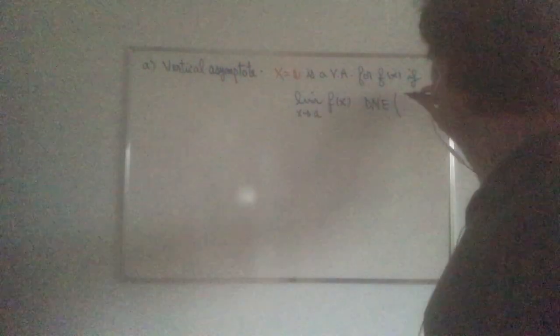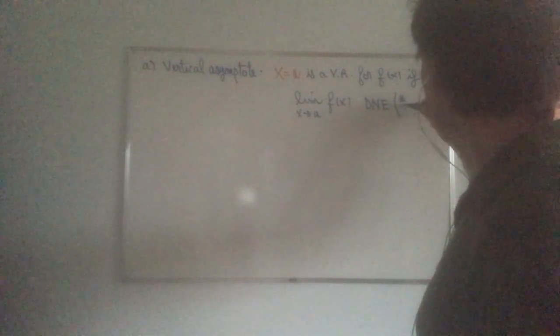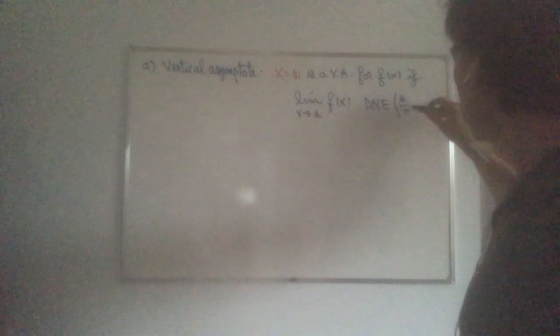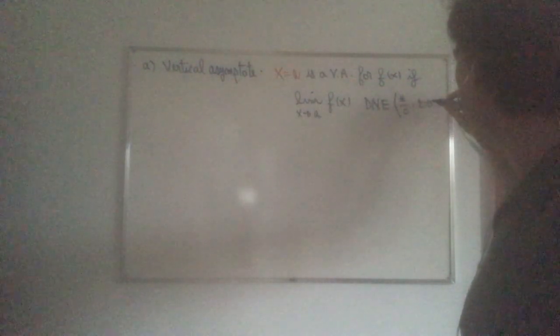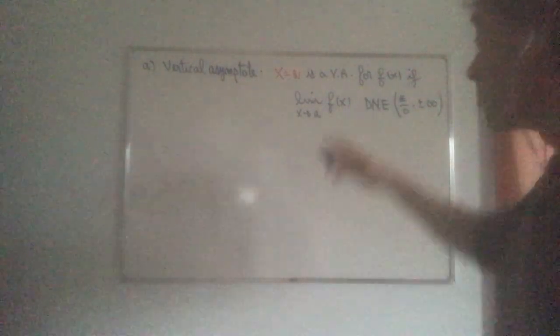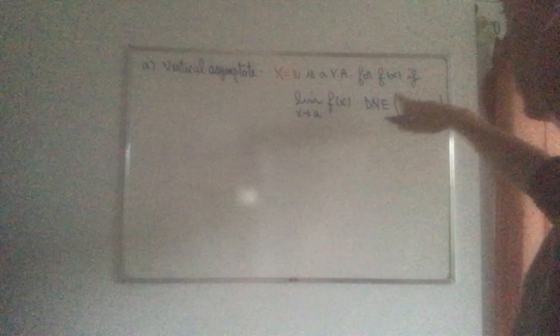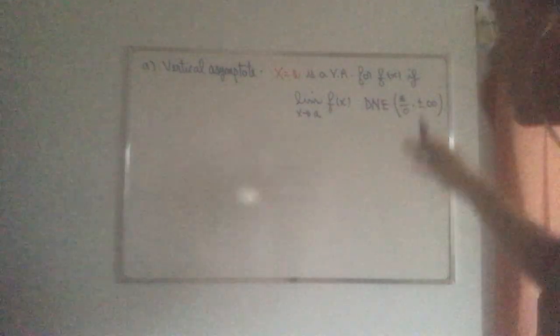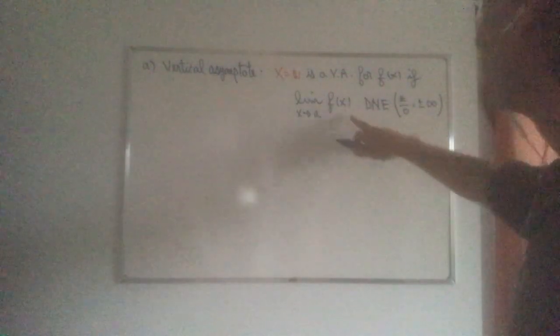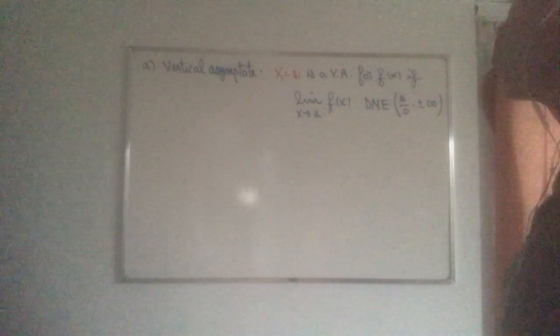In other words, if you remember the meaning of DNE, it is when we have a number divided by 0. And if you remember even further, this is associated to plus or minus infinity. So when the limit is plus or minus infinity, which is DNE, which is the number over 0, then we actually have a vertical asymptote. Good. So perhaps we can take a quick look at an example.